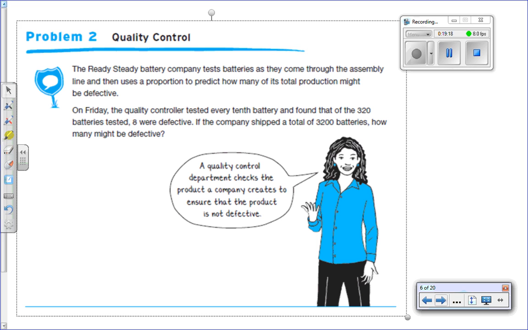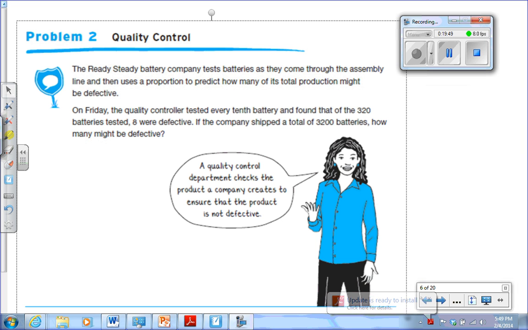All right, problem 2, quality control. The Ready Steady Battery Company tests batteries as they come through the assembly line and then uses a proportion to predict how many of its total production might be defective. On Friday, the quality controller tested every 10th battery and found that of the 320 batteries tested, 8 were defective. If the company shipped a total of 3,200 batteries, how many might be defective?